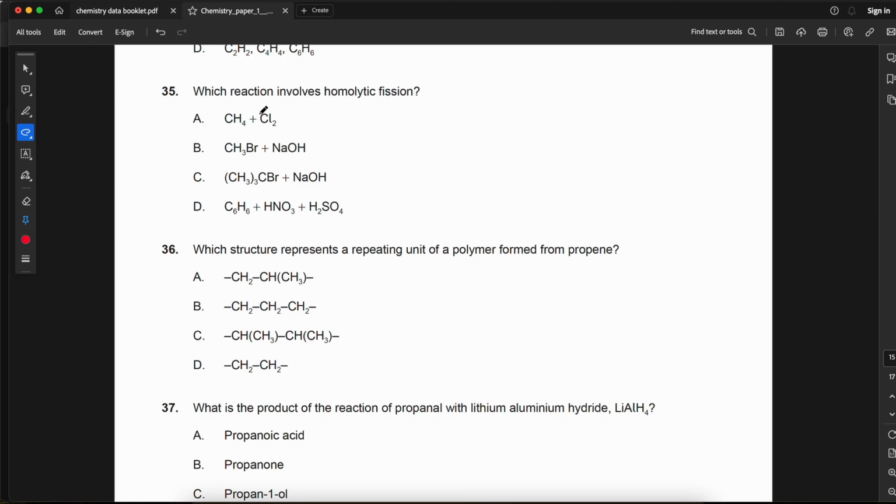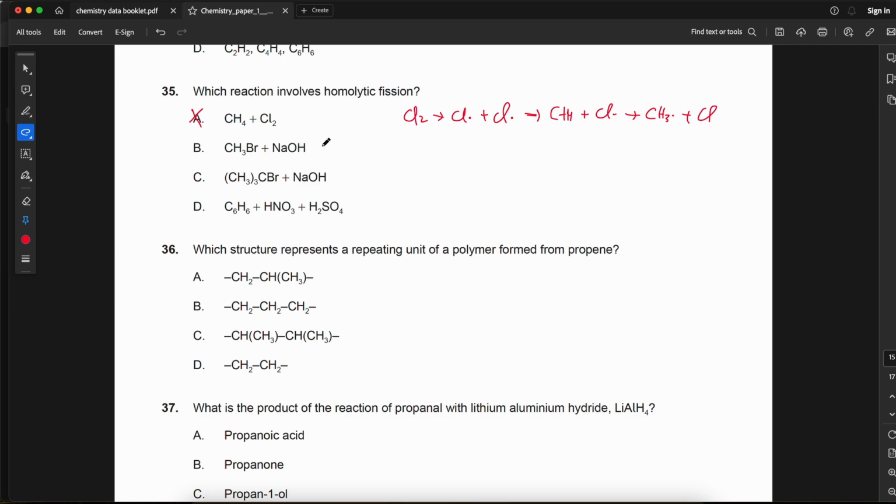Which reaction involves homolytic fission? It's A. When CH4 reacts with Cl2, Cl2 undergoes homolytic fission, forming two chlorine radicals first. So Cl2 will form chlorine radicals first, and then CH4 will react with a chlorine radical, producing a CH3 radical and HCl. The second one is a nucleophilic substitution.